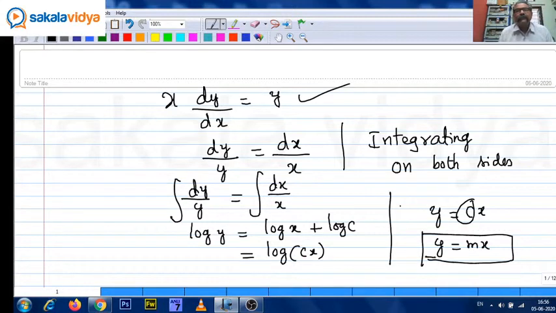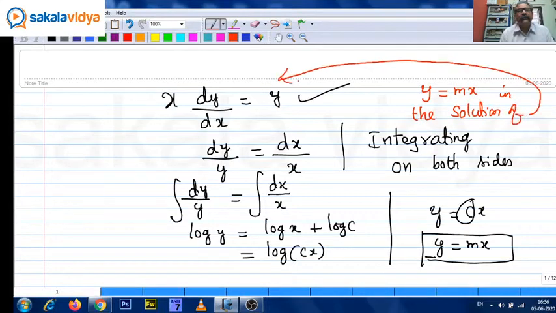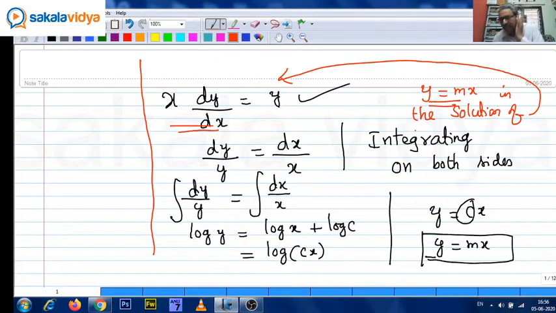So now this y is equal to mx is the solution of this differential equation. See how, if you differentiate again, you get this equation. So y is equal to mx is called the solution of the differential equation.